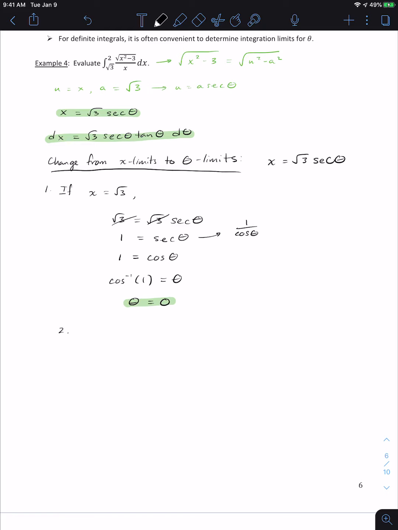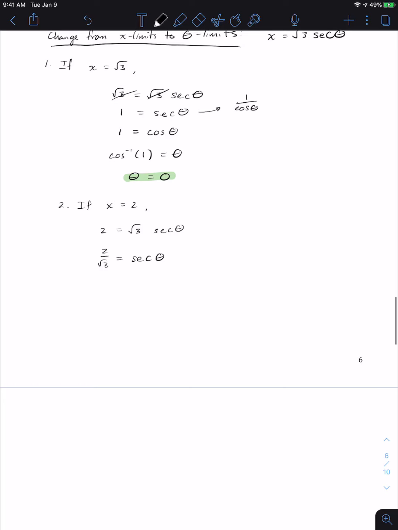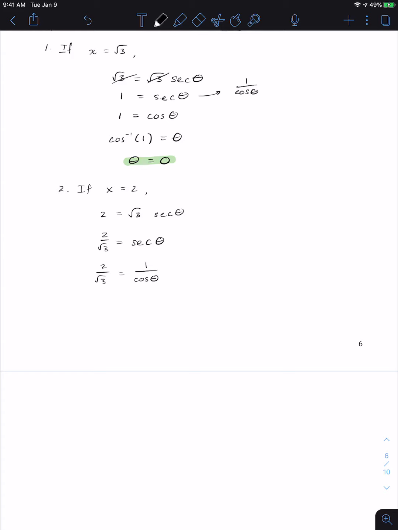So now my upper limit, if x is equal to 2, what do I get? I get 2 is equal to the square root of 3 secant theta. So I get 2 over radical 3 is equal to secant theta. Okay, so 2 over radical 3 is equal to secant, but secant is 1 over cosine theta. Again, I convert it to cosine just because I'm more familiar with it. So now I can flip them both over, right? So this means radical 3 over 2 is equal to cosine theta. Right? If I flip them both over, that's a legal move.